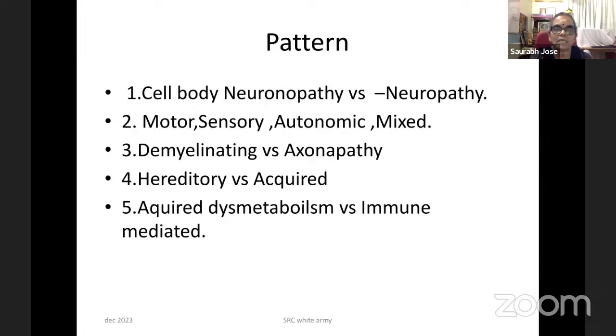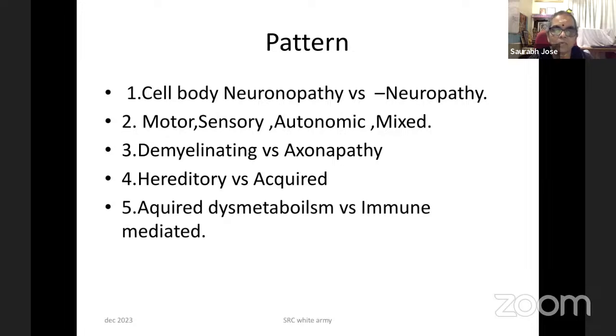So you can have a cell body pattern, which is called a neuronopathy. So is it a neuronopathy, with the cell body involved, or is the nerve axon involved? That is neuronopathy versus neuropathy. So the pattern may be a neuronopathy, like Sjogren's disease. Then you have some differential diagnosis only if it is a neuronopathy. If it is a neuropathy, you have a different group of differential diagnoses.